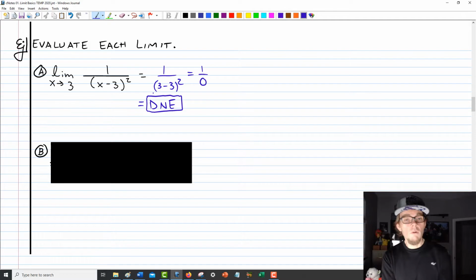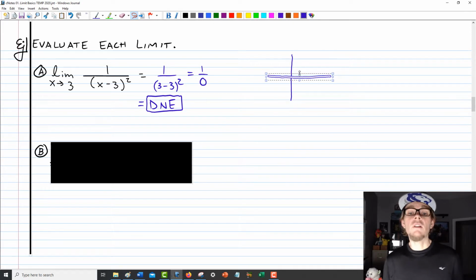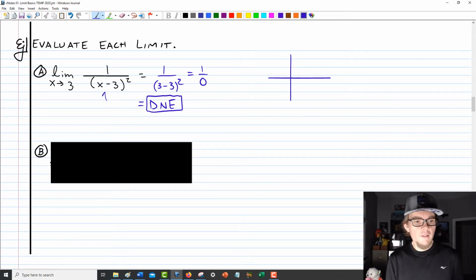We got a straightforward 1 over 0. Something infinite's going on. But, having said that, if you sketched out this function, you'd actually be able to describe the behavior of this function a little bit better, in my opinion. So there's actually another answer that I would accept in this case. Looking at this, we can see that there's going to be a vertical asymptote at x equals 3.